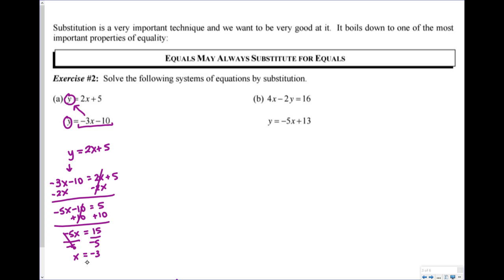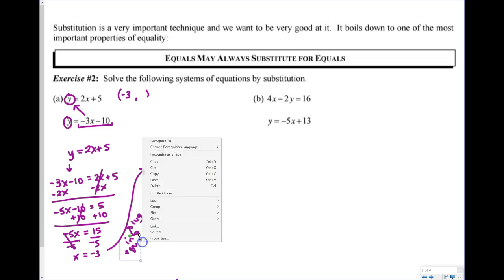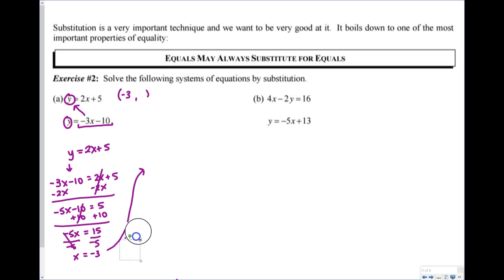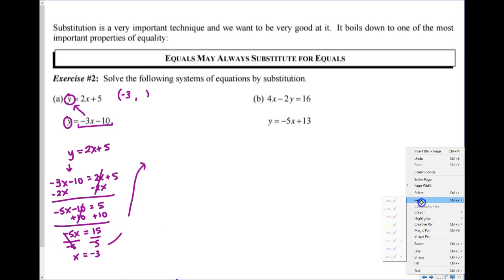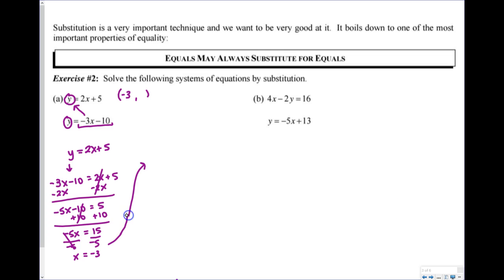Now in order to solve a system, remember I need an x value and I need a y value. How do I find the y value? I'm going to plug that into the equation. It honestly does not matter which equation you plug it into. You can pick the first one or the second one, it doesn't matter.